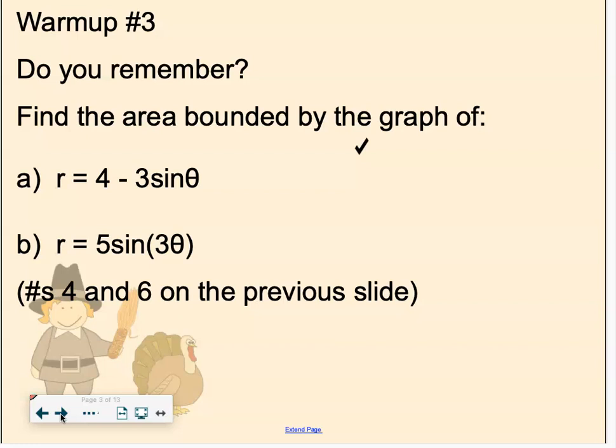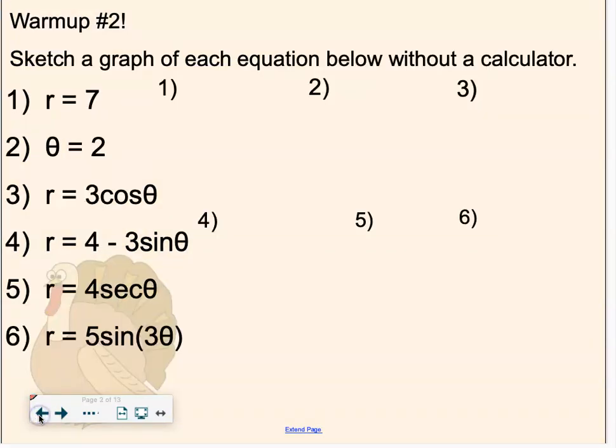Okay, so let me just refresh your memory a little bit. For the first one, we have the graph 4 minus 3 sine theta. So 4 minus 3 sine theta is this cardioid right here. Now, in case you've forgotten, one of the things that we liked to do last year, if you have symmetry, was just find half the area and double it. Makes life a little bit easier.